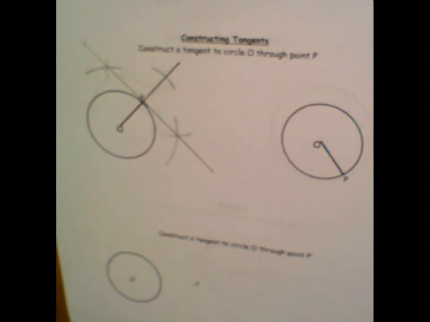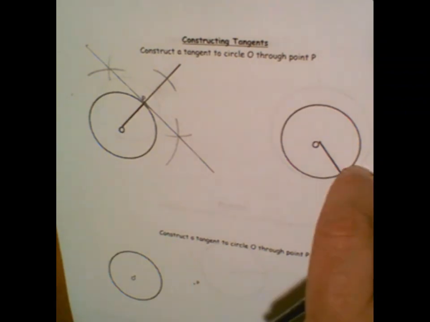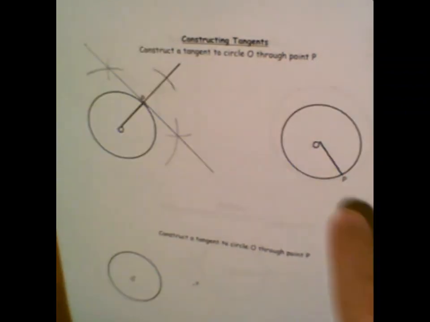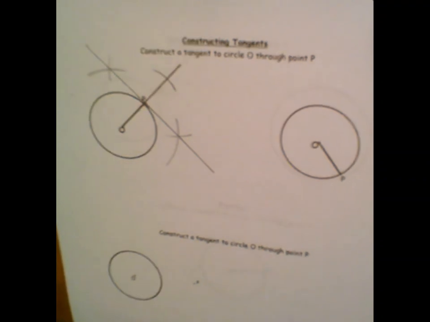So now I want you to hit pause and try to do it over here. Then when you're done, I'm going to do it again so you can see it done twice. But you can pause it, try it, and then see if it works out, okay?